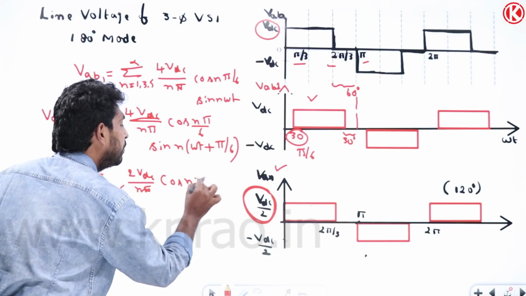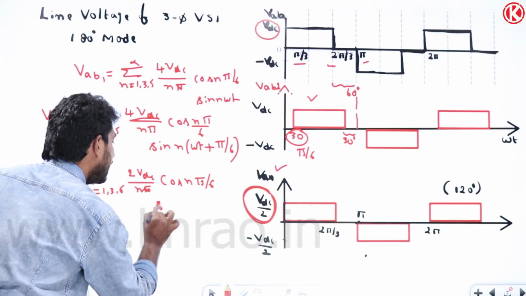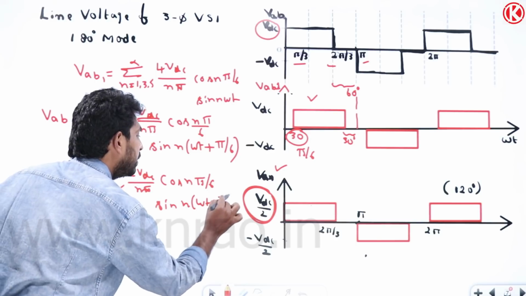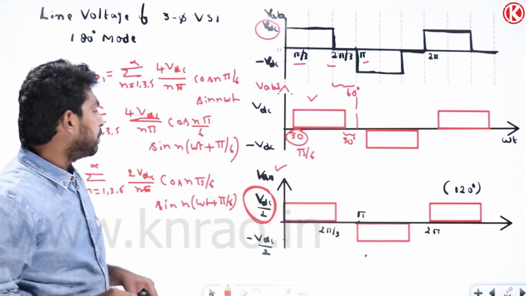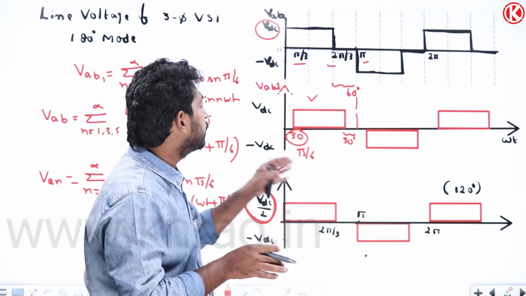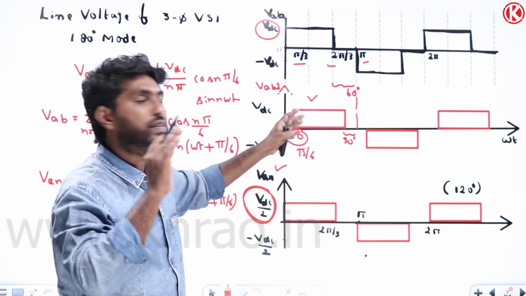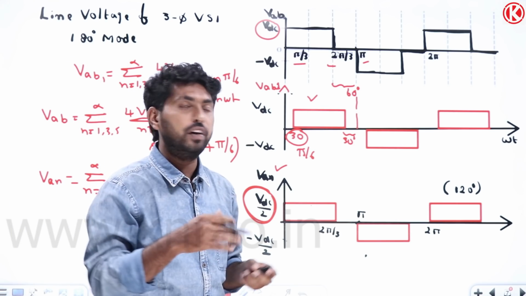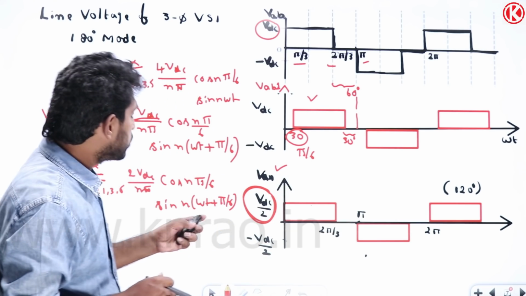It will not change, right? Cos n pi by 6 into sin of n omega t plus pi by 6. Understand this concept, it is very useful. Simply we have shifted this waveform by 30 degrees to get the symmetry waveform into the known form. So let me solve the next waveform.